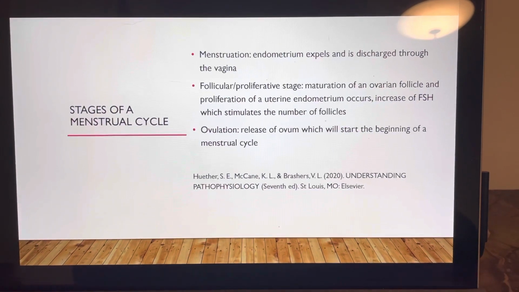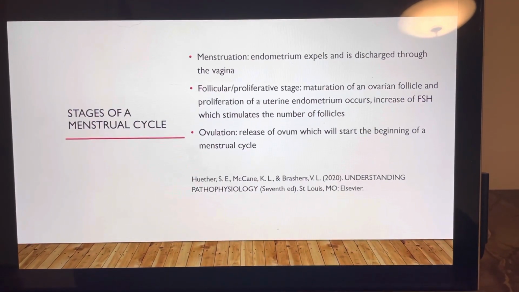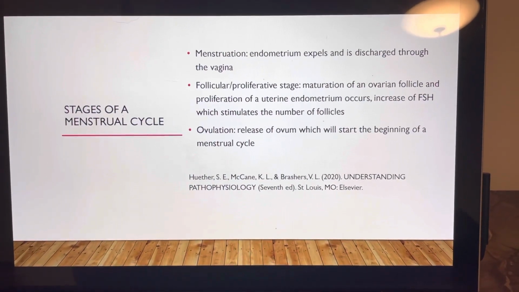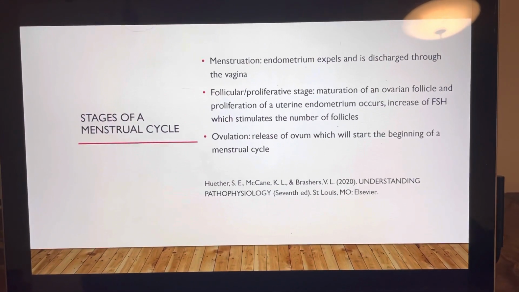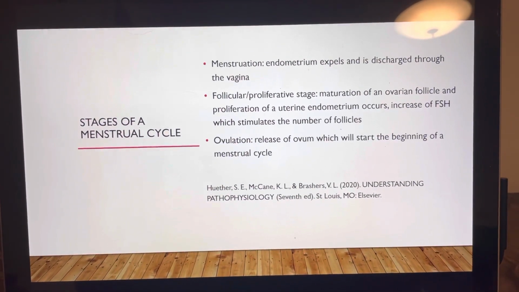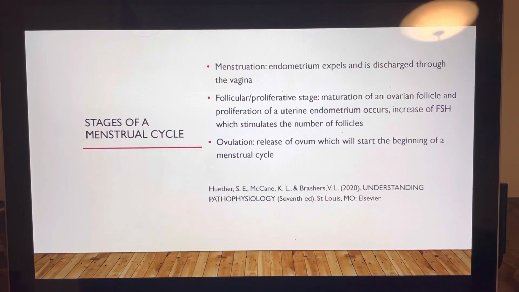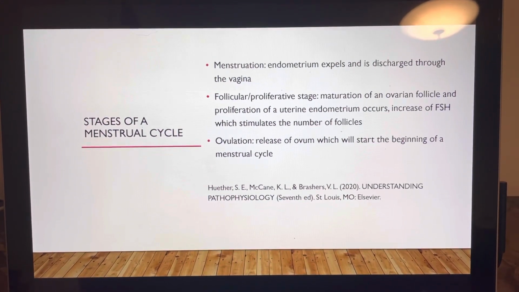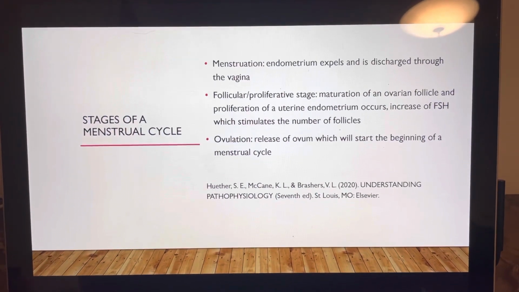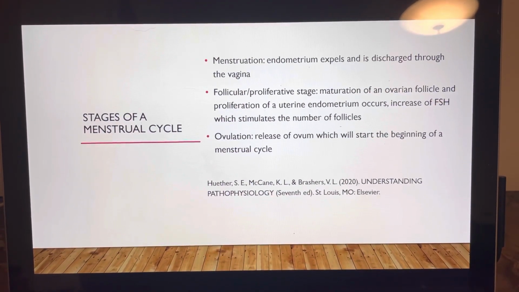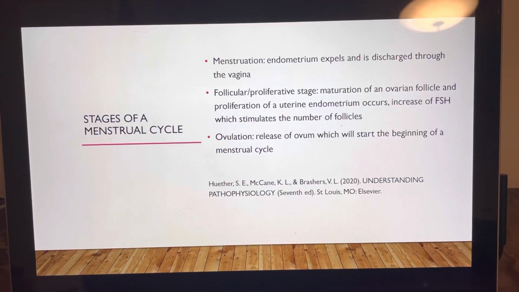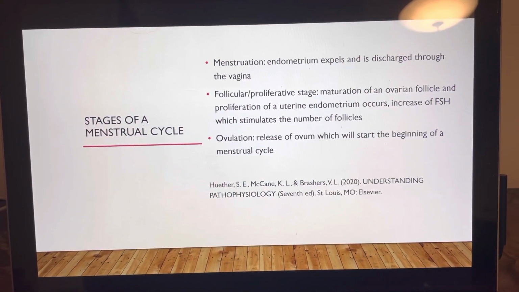Stages of a menstrual cycle in the female's reproductive system are first menstruation, which is when the endometrium expels and is discharged through the vagina. The second phase is the follicular/proliferative stage, which is the maturation of an ovarian follicle and proliferation of the uterine endometrium.